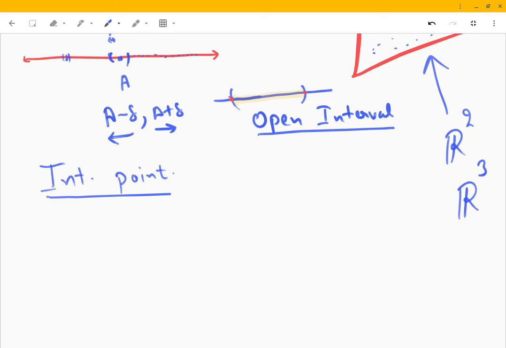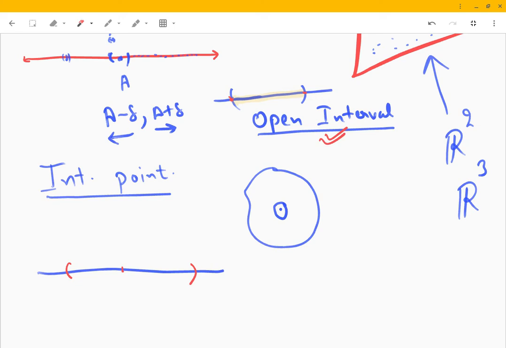Interior point means a point in the set whose delta neighborhood is entirely contained in the set. That is called an interior point. Okay, suppose this is the real line and this is a point. This is our set. It is an open interval. Okay, we'll get to this also, don't worry. Open interval, open set, we'll get to it. First understand interior point.